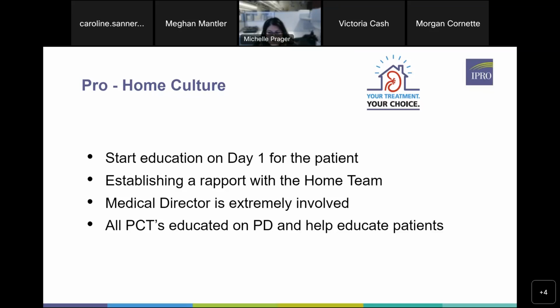And then again, we do have a really good rapport, and we have a whole team support of getting these patients transitioned over. Our medical director is extremely, extremely involved. I can't stress that enough. He knows these patients as well as we do, some of them probably better. He has their personal phone numbers. We really work with what's best for our patient, and he supports that all the way around.